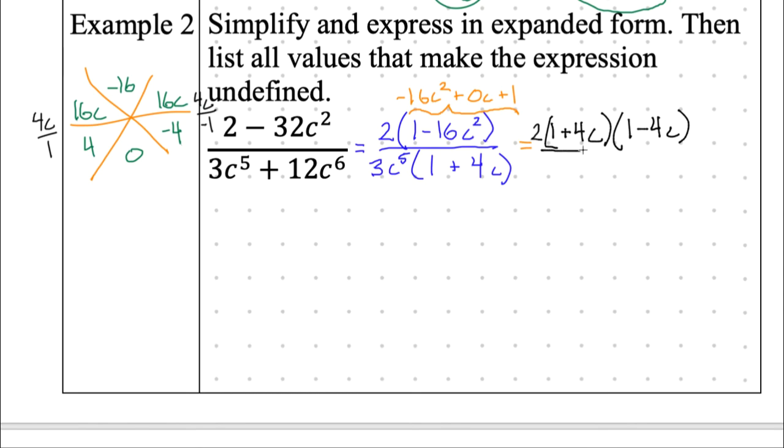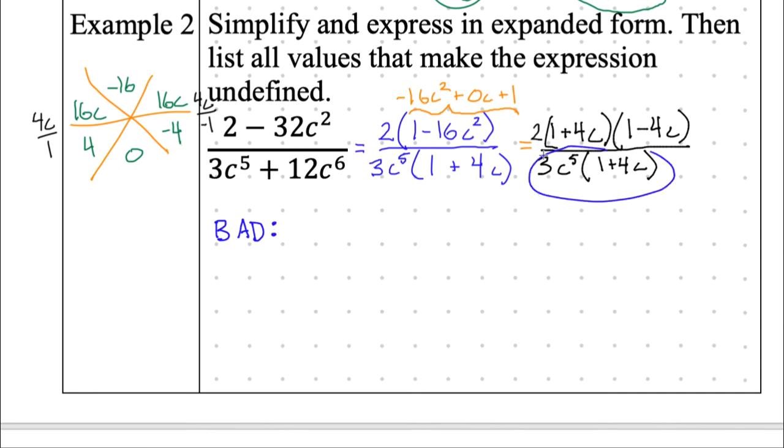I'm just going to go ahead and rewrite him. So I have a 3c to the power of 5 times quantity of 1 plus 4c. And lo and behold, we can cross things out, but don't do that yet, because first I need to find the bad values. So this is me finding the bad values, the values that make this rational expression undefined.